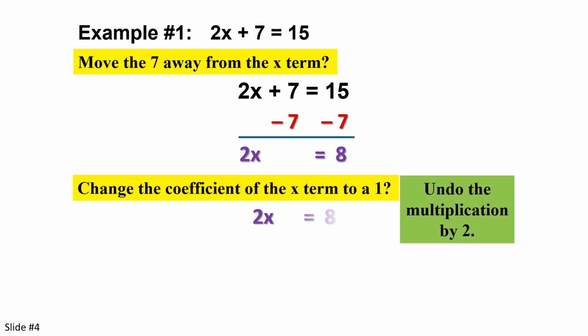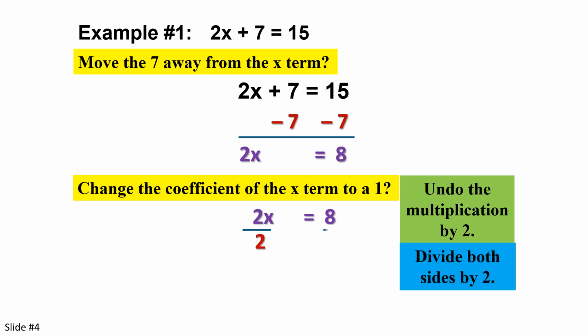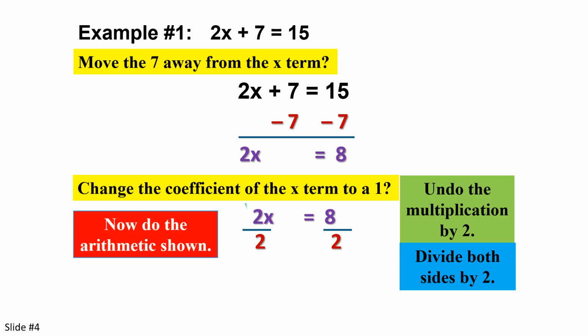Then we need to change the coefficient of the x term from a 2 into a 1. Well, since the x is being multiplied by 2, we have to undo that multiplication. So we divide both sides by 2. And now we do the arithmetic shown. 2 divided by 2 is 1. So we have 1x, and 8 divided by 2 is 4. But then, of course, coefficients of 1 aren't normally shown.